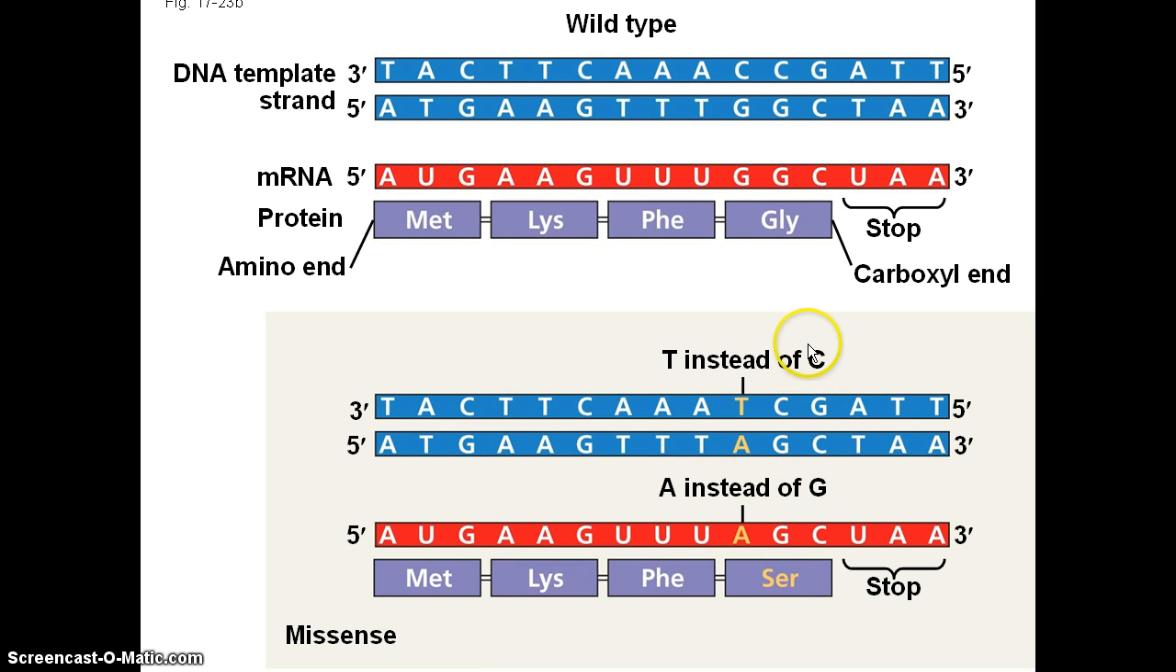Now, occasionally bases are altered, and that leads to the addition of a different amino acid. In the original strand of the wild type, you get a glycine. Here you get a serine. This is termed a missense mutation. You're making something, but you're making the wrong strand. You've altered the strand in some way, shape, or form.